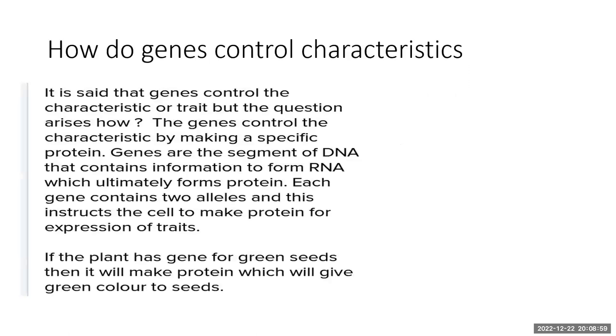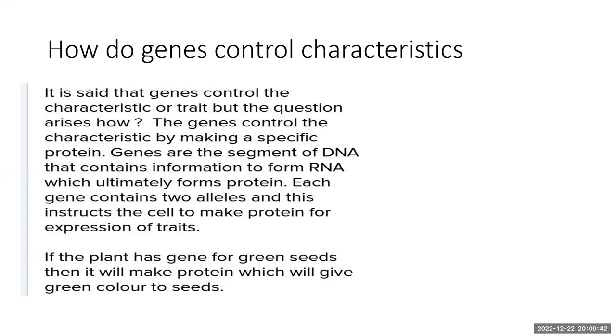Next is, how do genes control characters? As I told you, genes are responsible to make a special kind of protein. If any plant or organism is responsible for a particular gene, it makes that kind of protein for that trait. And how does it make it? Firstly, what are genes, children? What do you understand by genes? Traits, characters, isn't it?